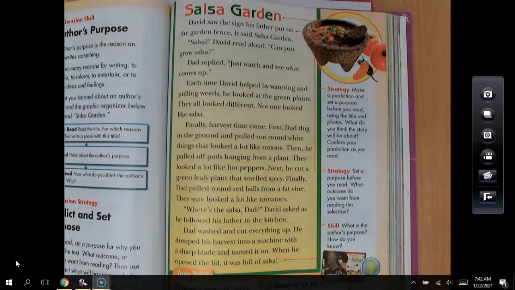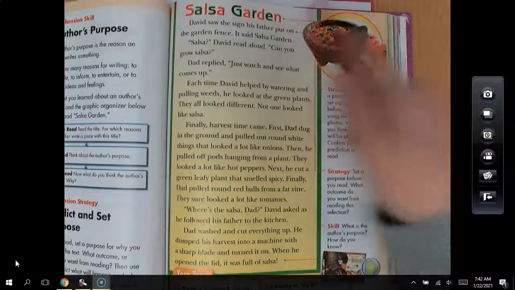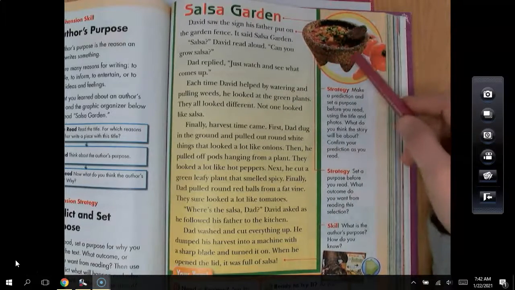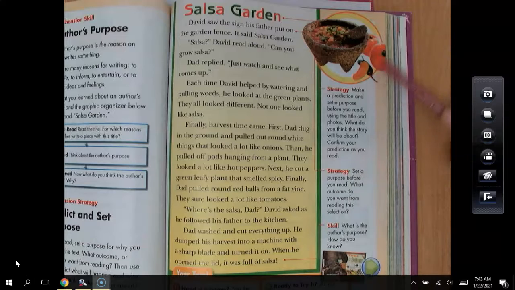Well, salsa, I think of like tacos or nacho chips. Okay, garden, I think of someone gardening outside in the summer. They might have a garden where they plant things. So salsa garden. All right, and if I look at my picture, I see a picture of a bowl of salsa. And I see some vegetables over here. So what do you think that story is going to be about?